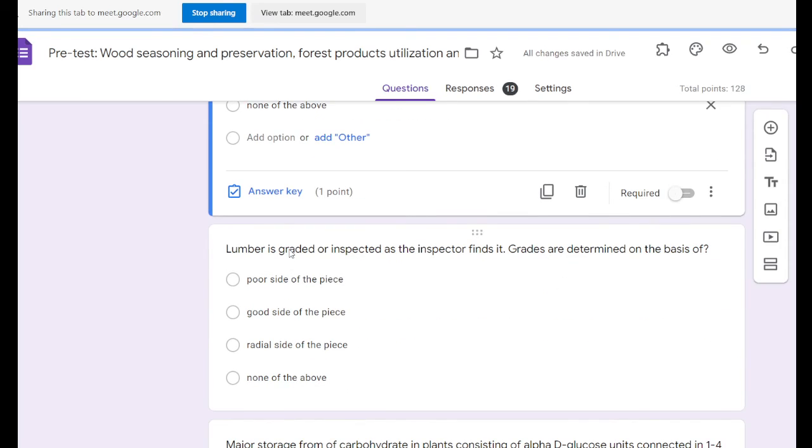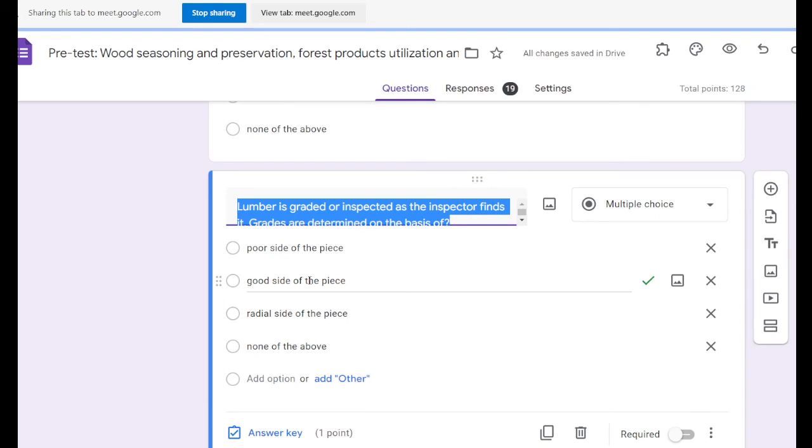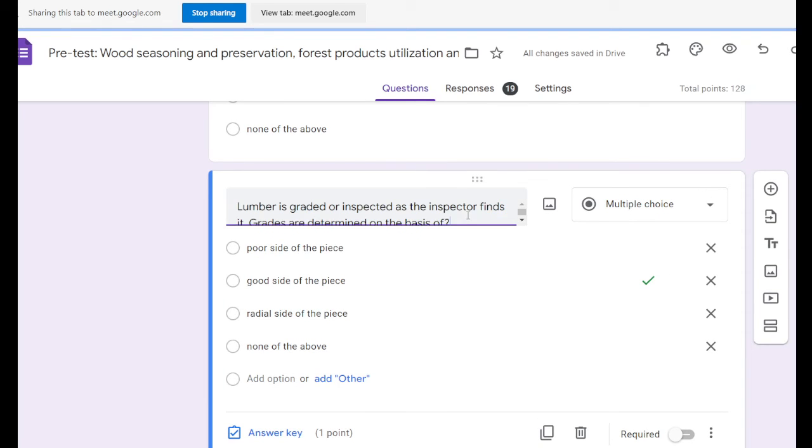Next question. Lumber is graded or inspected as the inspector finds it. So grades are determined on the basis of good side of the piece. So that is the basis for grade determination: lumber grading.